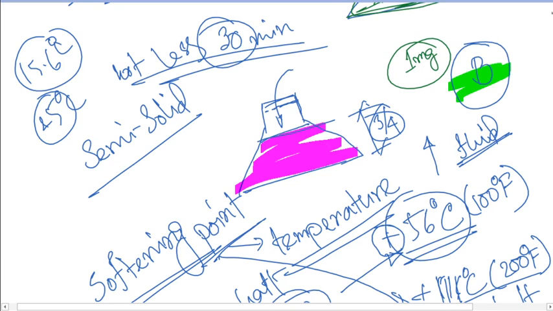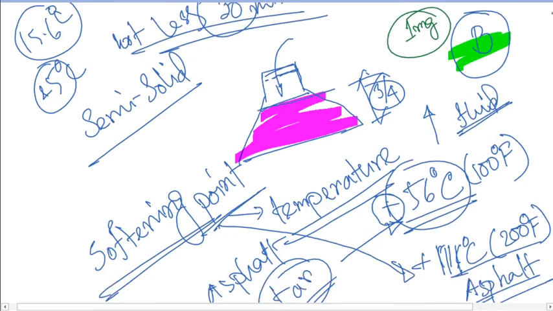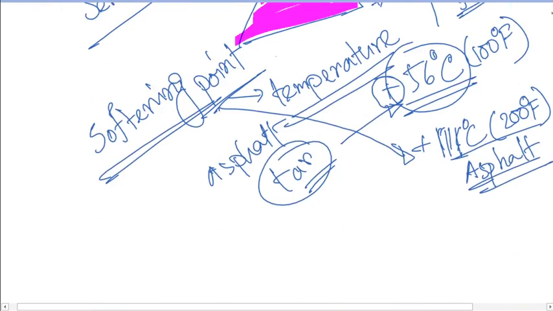And after that, another thing I need to mention: whenever heating this tar or asphalt, if we are heating it using a flame or hot plate, then we should not heat it for more than 30 minutes.